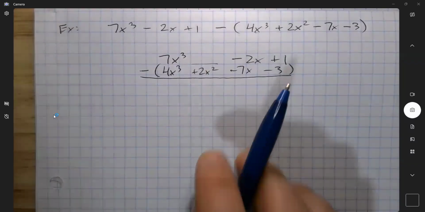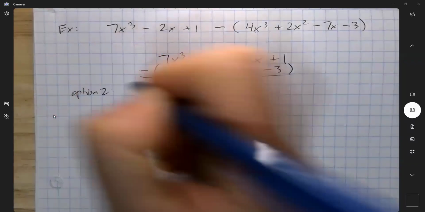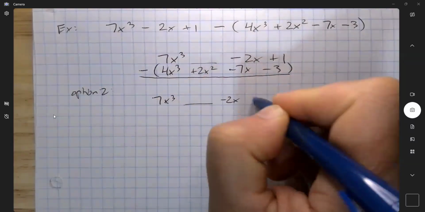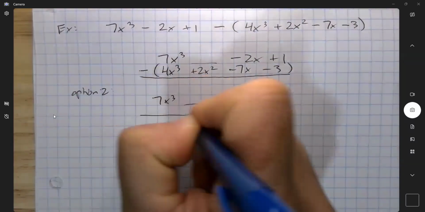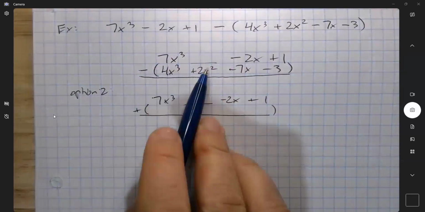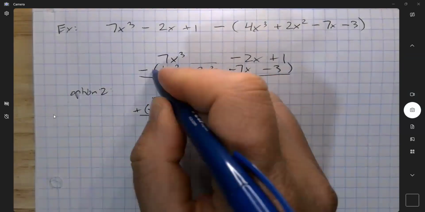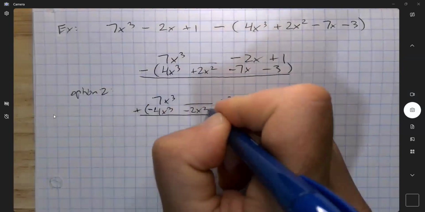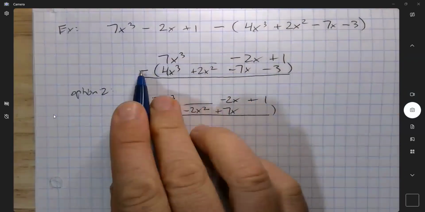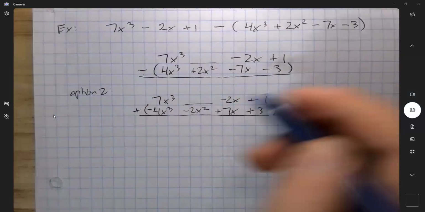So I could do those step by step, but I'm going to instead choose to use option 2, where I rewrite my subtraction as an addition by distributing through the minus. So -4x cubed, and then -2x squared. Negative of a negative gives me positive 7x, and a negative gives me positive 3. And then I do the addition.